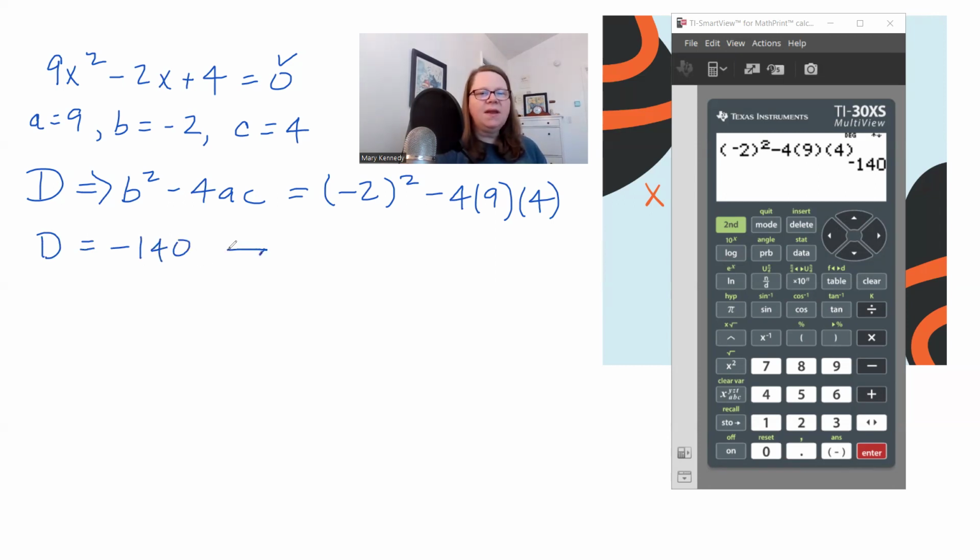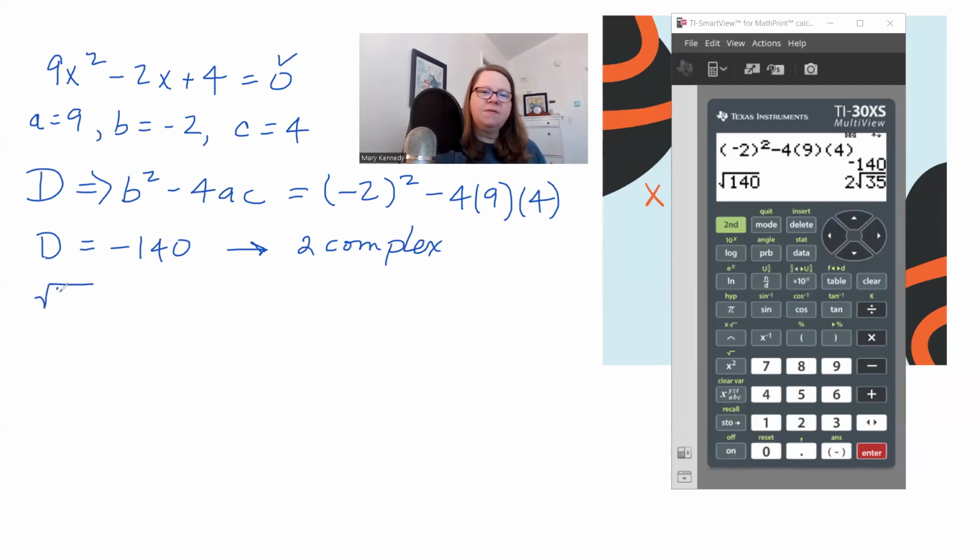Okay, when we get a negative number, that means we're going to get two complex solutions. You might even say two imaginary solutions. So let's go ahead and find the square root of a positive 140 because our discriminant is underneath that radical. So I'm going to get the positive value. We've got a negative, so we have to keep that in mind. But I'm going to go ahead and see the square root of 140.